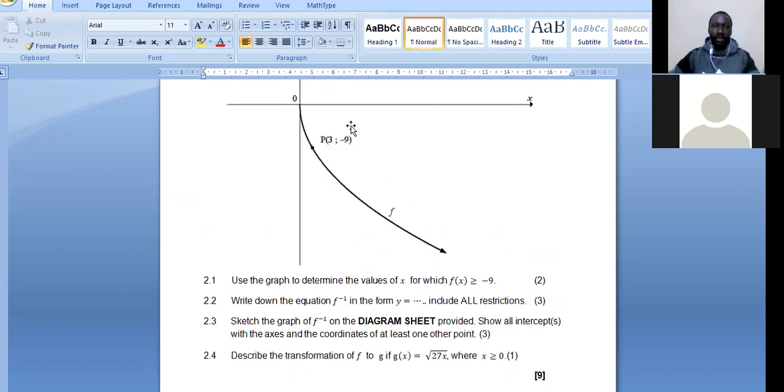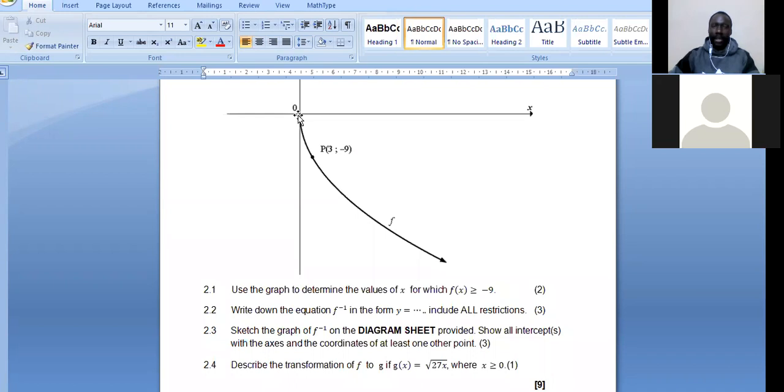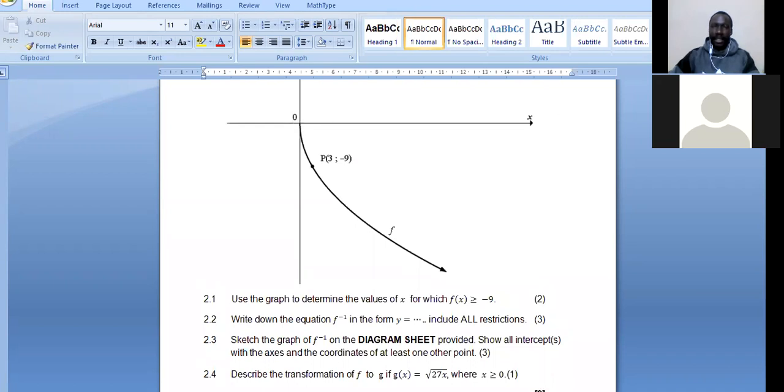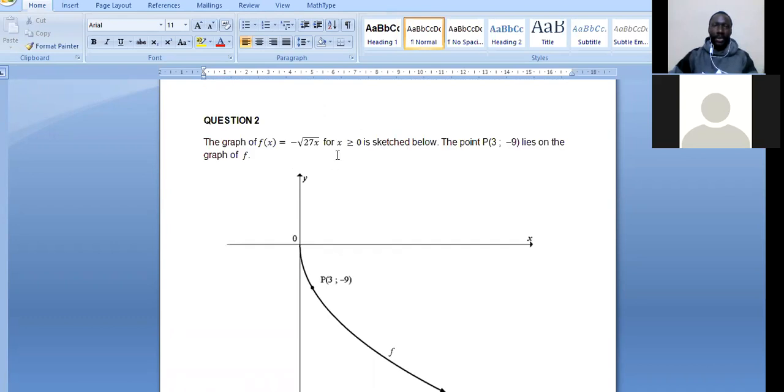So for example, this is where the graph starts, because the graph starts at x greater or equals to 0. It's very important that you take care of this one here. You see this is very important. The graph starts from the value of x equals to 0 onwards, increasing. So if we are to determine the value of x for which the function will be greater or equals to negative 9, then we check from here through.